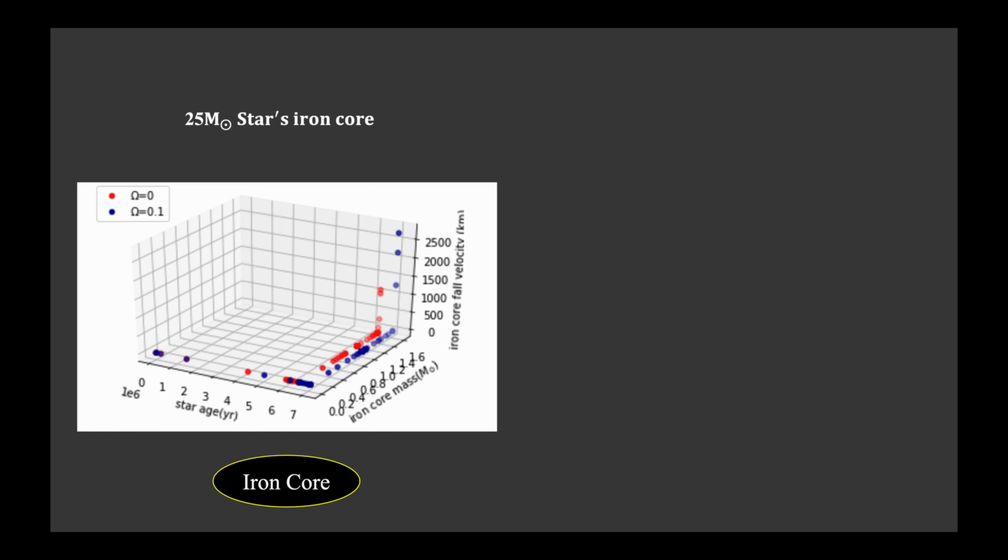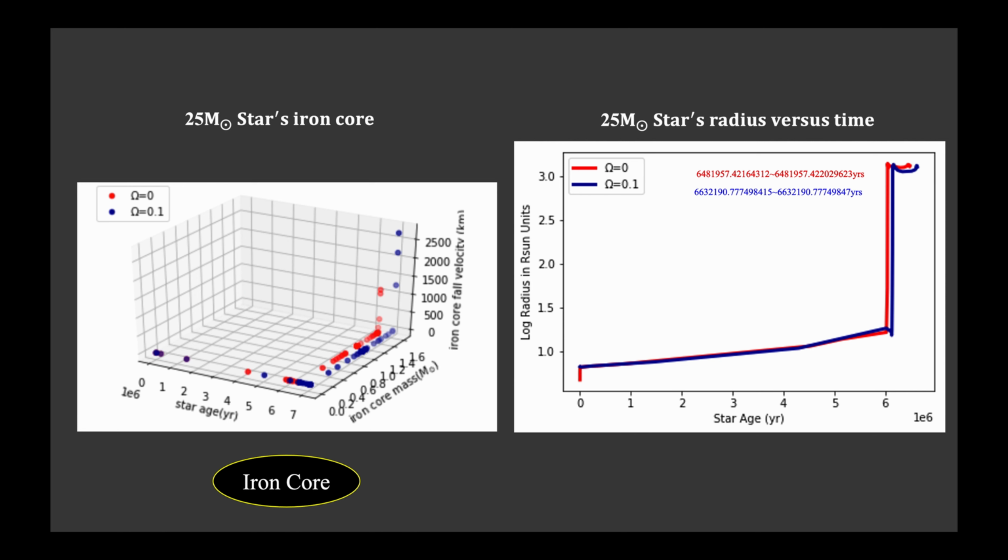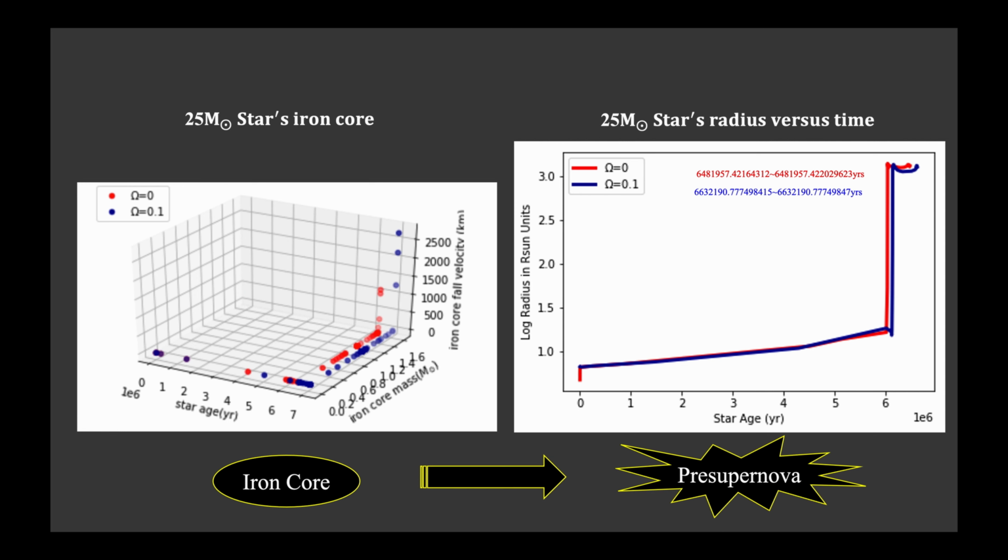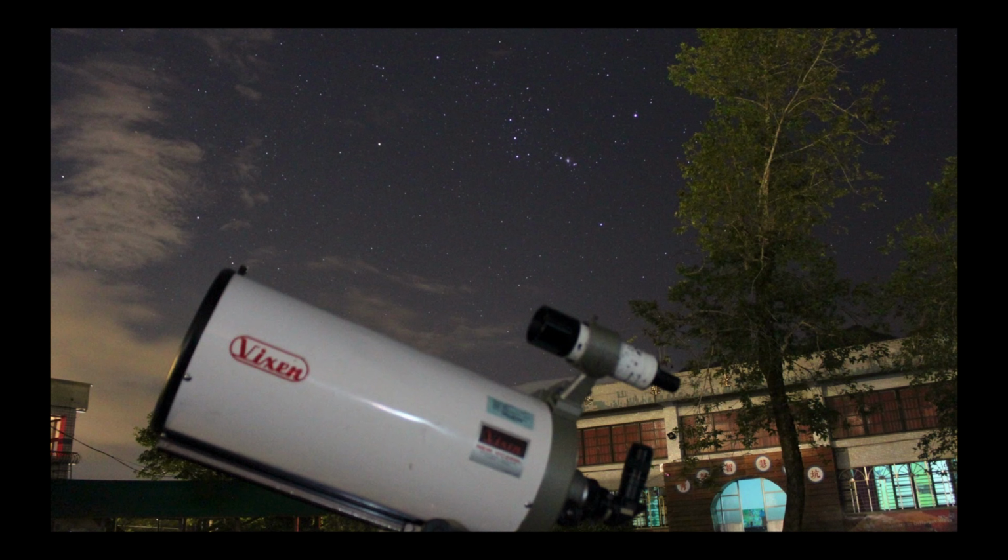Run the model to the end, we will see that the rotational stars represented by the blue dots, compared to the non-rotational ones represented by the red dots, form the iron core that reaches the velocity to become pre-supernova more easily. That is to say, the stellar rotation drives the stars to enter the pre-supernova stage more easily. So here's a small computational astrophysics attempt to know the universe slightly better. Hope you enjoy it.